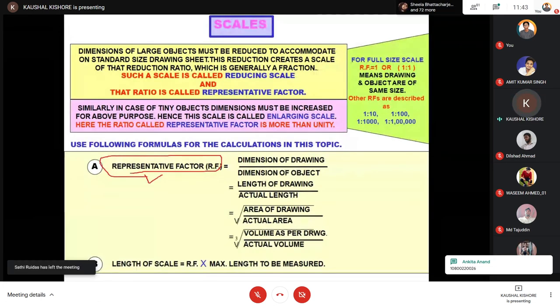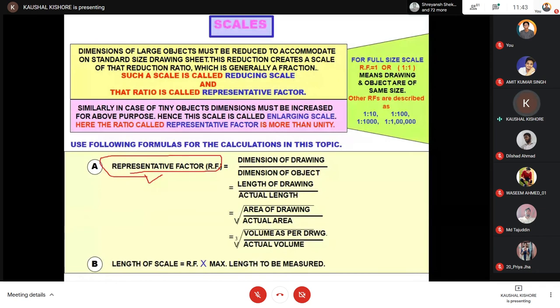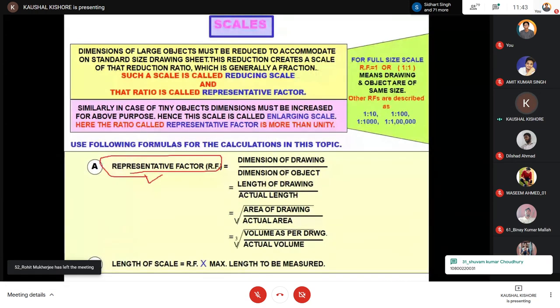Actually, in today's class I have discussed the basic idea of drawing, as well as the concept of title block. Then after that, I discussed the various types of line.